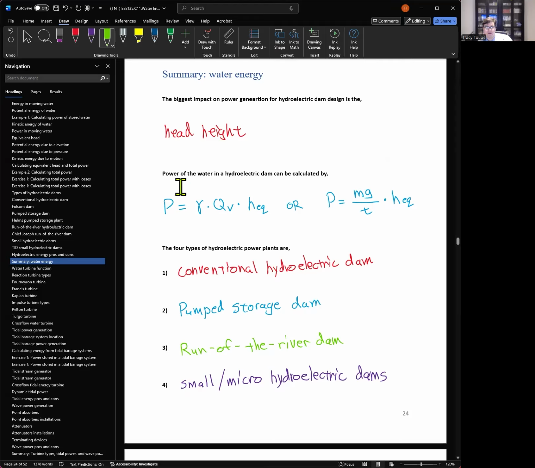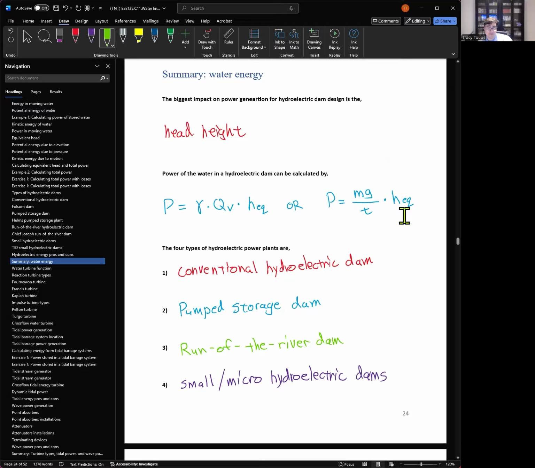Okay. Power of the water in a hydroelectric dam can always be calculated by power is equal to specific weight of water times the volumetric flow rate times the equivalent head. Or, if you don't want to use these two, power is going to equal the mass of the water, all the mass of the water, times gravity divided by the time it takes for all the water to pass through, times the equivalent head.